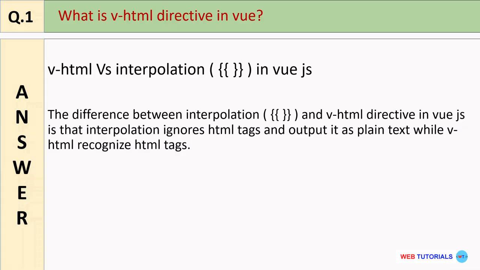The difference between interpolation and v-html directive in Vue is that interpolation ignores HTML tags and outputs HTML tags as plain text, while v-html recognizes HTML tags.